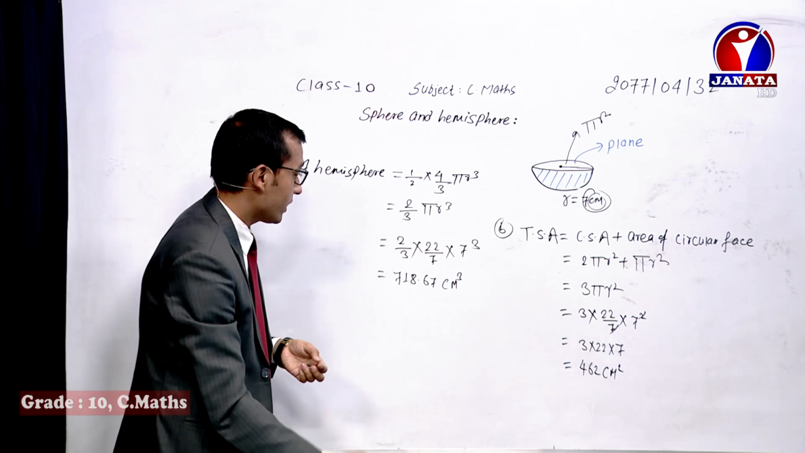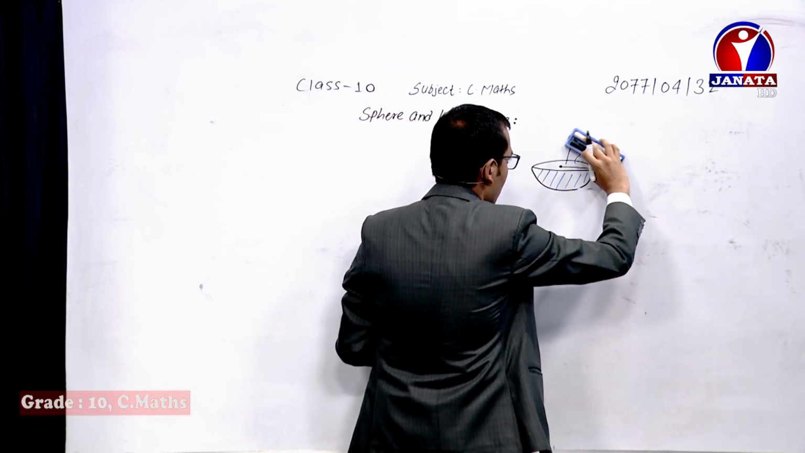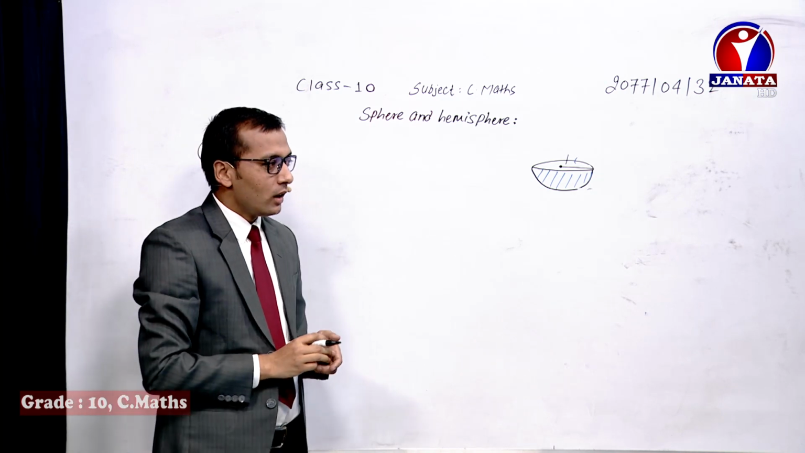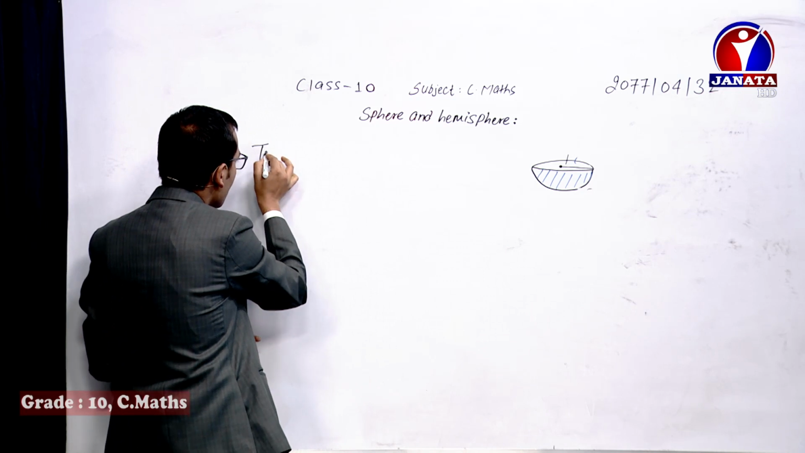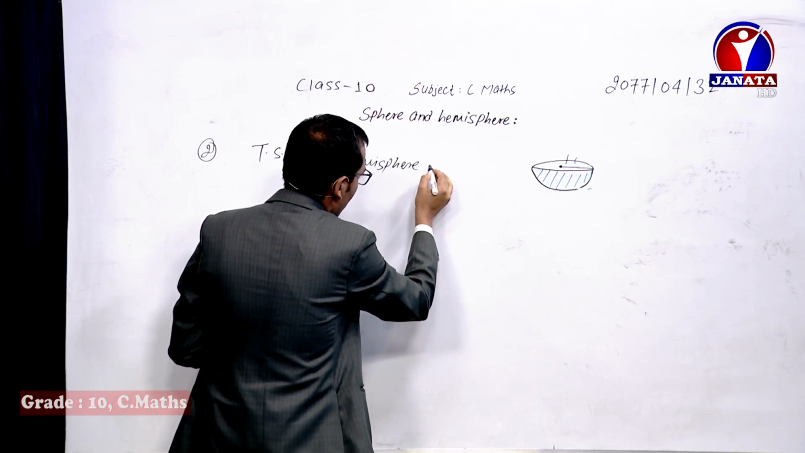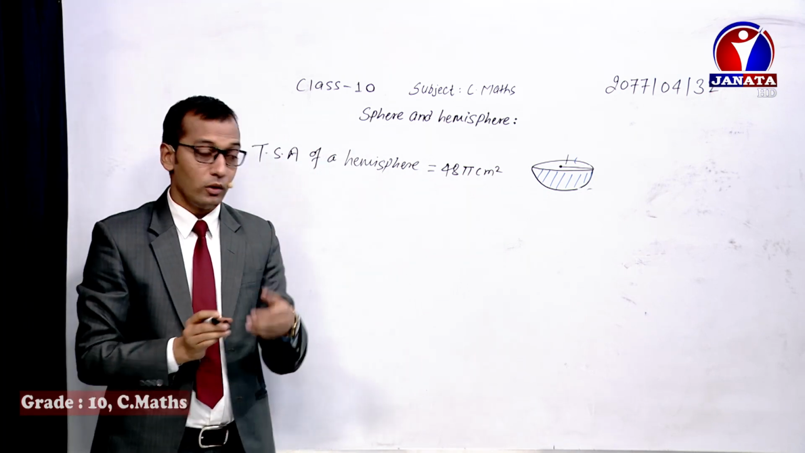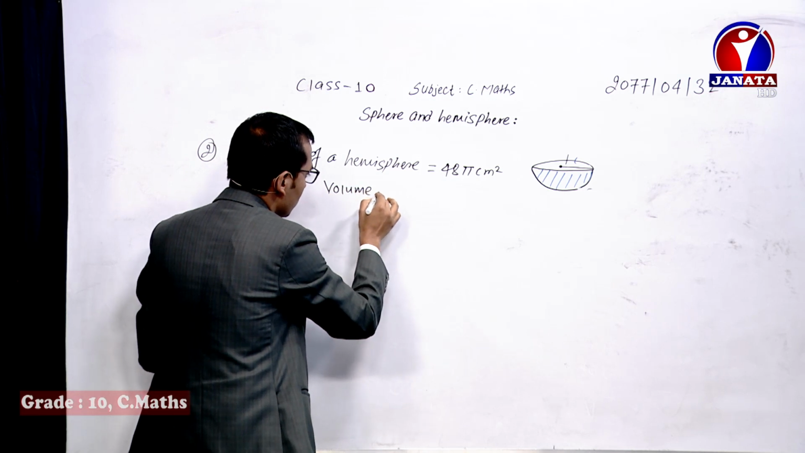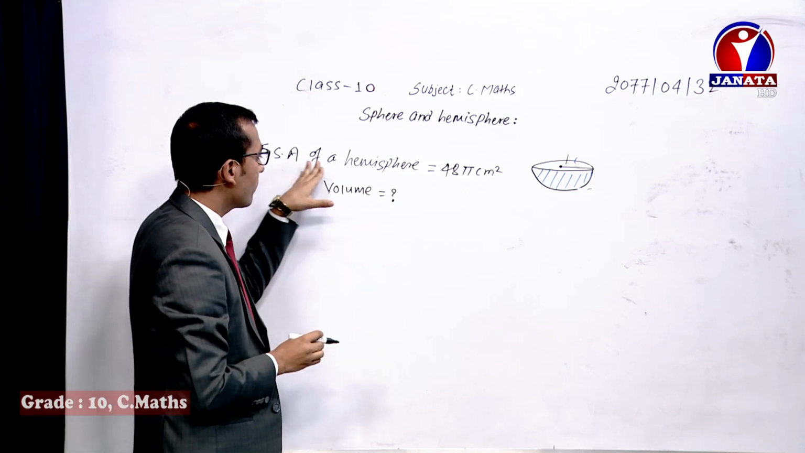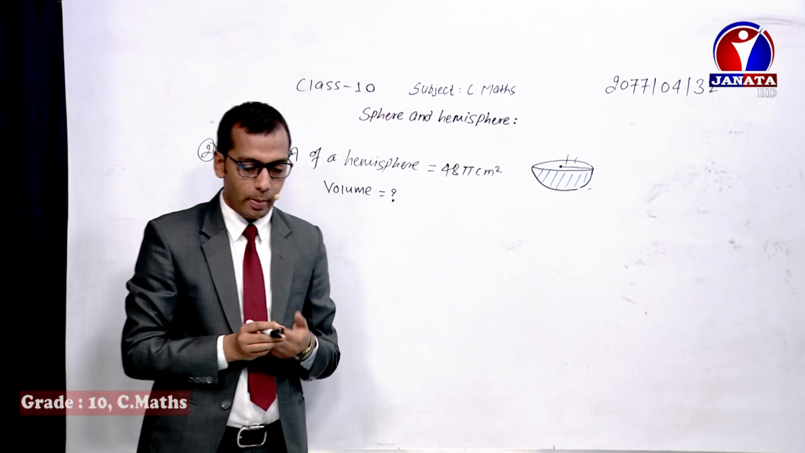Now let me take the next question. It is again based on hemisphere. There is some information given. Let me write the information. This is the second question of hemisphere. The total surface area of a hemisphere is given. It's 48 pi square centimeter. What is its volume? So what is the information given? Its total surface area is 48 pi centimeter square. What is the volume of this hemisphere?